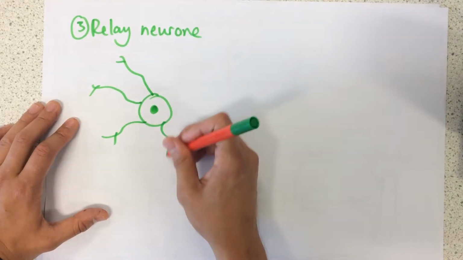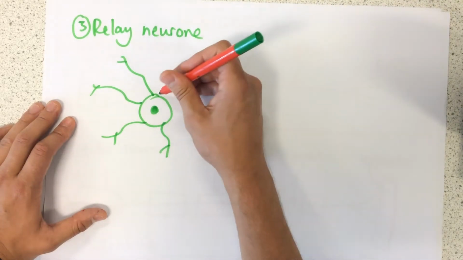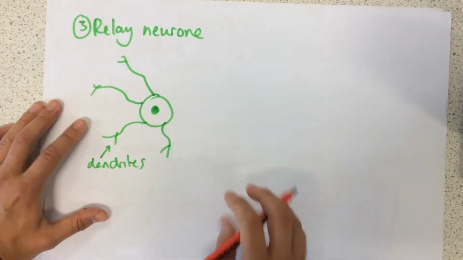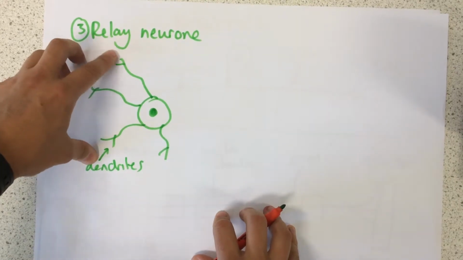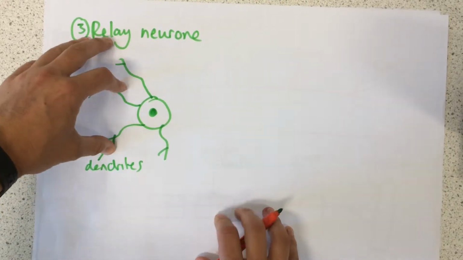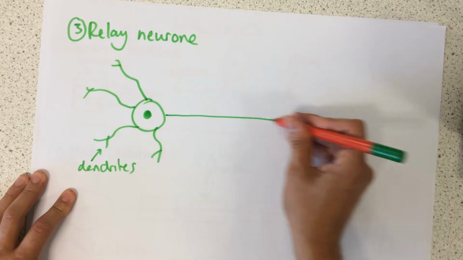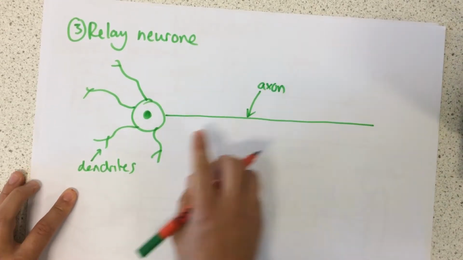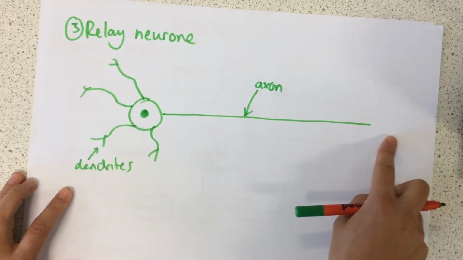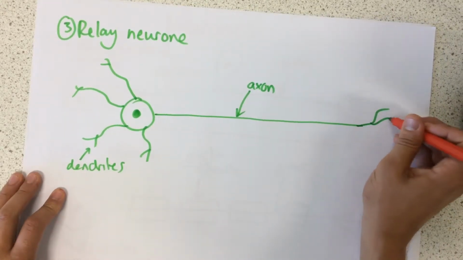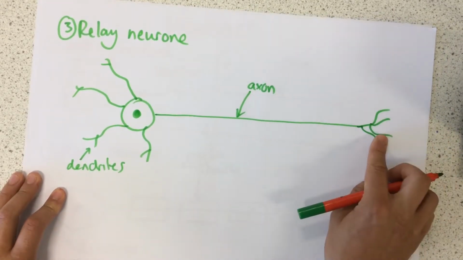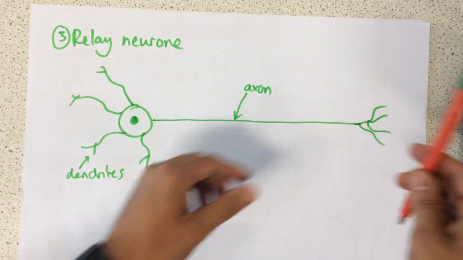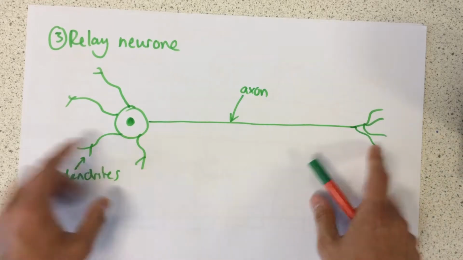So what we have again is we have these protrusions coming out called dendrites. Now these dendrites would be attached to sensory neurons. What we then have, again, that long protrusion, hopefully by now we know that that's called an axon. So this is where the electrical signal passes down. We then have these connections here, which can then pass the signal on, just like in a relay race, it can then pass that signal on to a motor neuron.